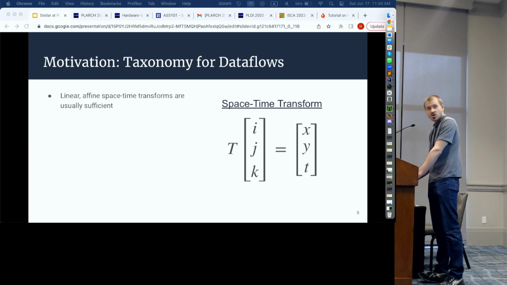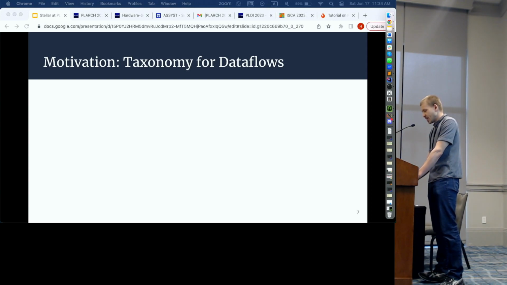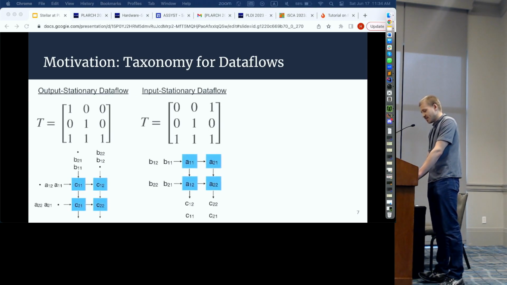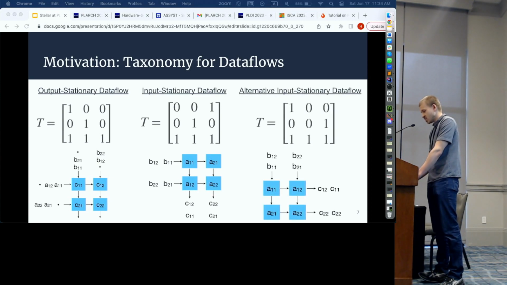In theory, this function could be arbitrary, but in practice, people oftentimes restrict themselves to affine linear transformations just because they're a lot easier to reason about while still covering quite a broad design space. And just by changing the exact numbers in the linear space-time transform, we can construct output stationary accelerators or different types of input stationary accelerators or others which aren't shown here. Space-time transforms have mostly been used in the past to describe dense accelerator designs, but we could also try to extend them to describe sparse accelerators as well.